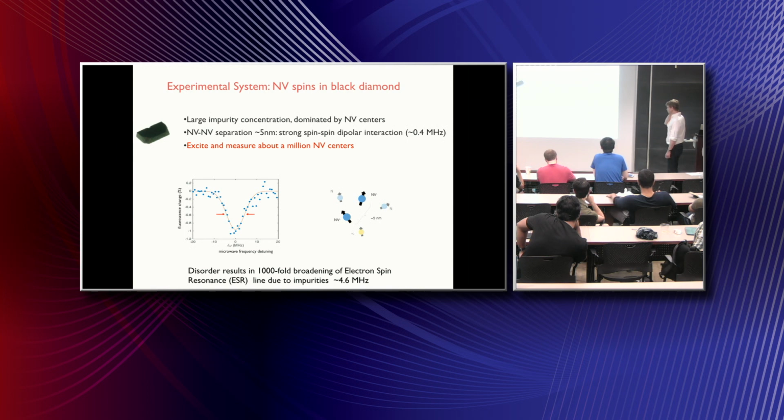For example, here, if you make conventional ESR spectroscopy, if you measure a spectral line, what you find is that this line is actually very broad. It's maybe 1,000 times broader than that of the individual NV center, and this is really due to a combination of interaction between NV centers, but also due to this disorder, due to this random field.